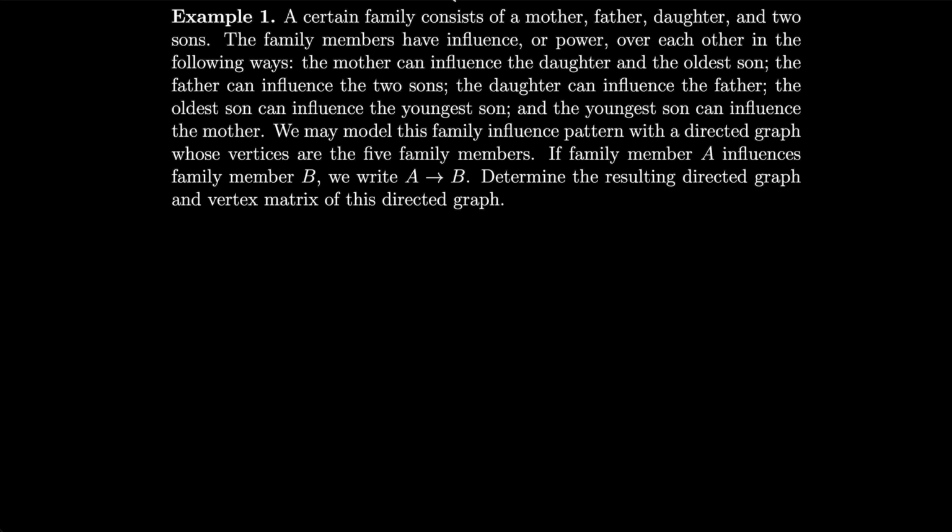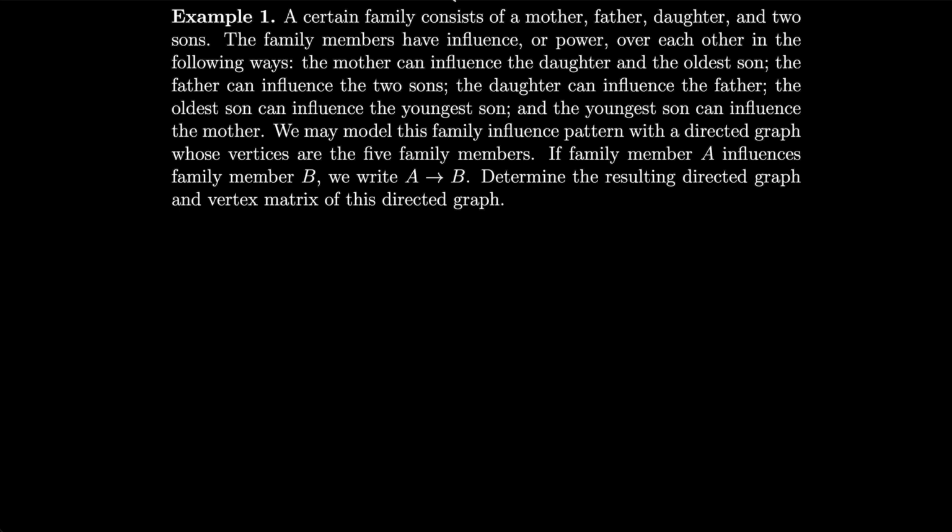The family members have influence or power over each other in the following ways. The mother can influence the daughter and the oldest son. The father can influence the two sons. The daughter can influence the father. The oldest son can influence the youngest son, and the youngest son can influence the mother. We may model this family influence pattern with a directed graph whose vertices are the 5 family members. If family member A influences family member B, we write A points to B. Determine the resulting directed graph and vertex matrix of this directed graph.